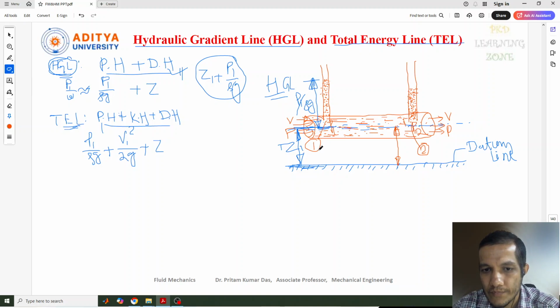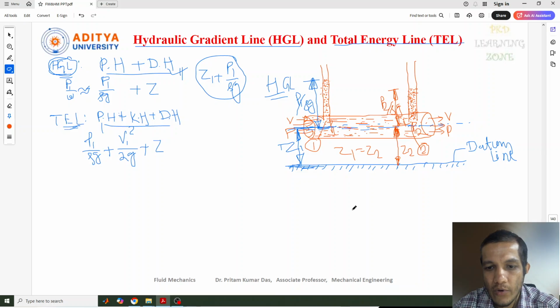At this point, what is the datum head compared to the datum line? We can call it Z2. Similarly, from the reference line at this tube, the rise in liquid is called the pressure head at the second condition, which we can write as P2 by rho g. Now here the pipe is horizontal, so we get Z1 equal to Z2.